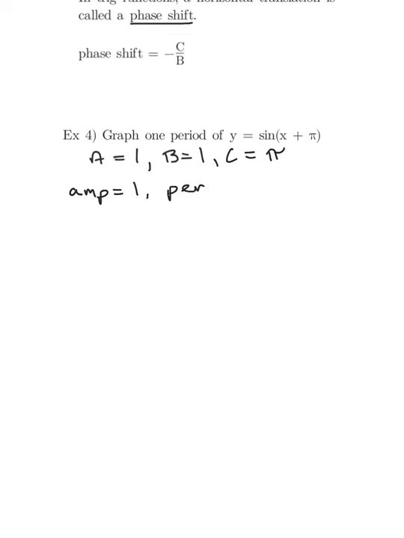Our period is going to be standard period length of sine, 2 pi divided by your b, which is just 1. So our period is going to be 2 pi. It's going to be a standard period length. So the increments then, if you take 2 pi and divide it into 4 equal parts, you're going to get pi over 2, like the standard graph. The new thing here is the phase shift.